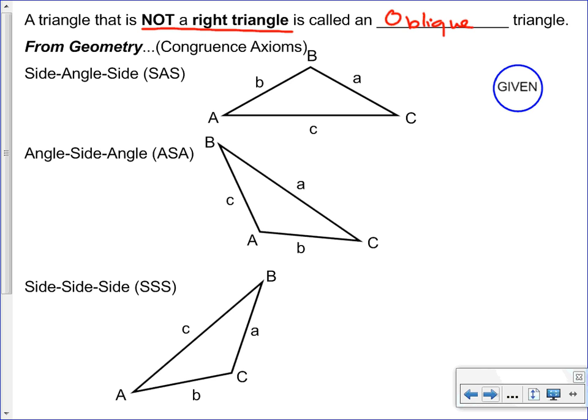So, you will learn how to solve any triangle now. If it's right, go back to what you know. If it's oblique, law of sines or law of cosines, right? From geometry, these should be familiar: SAS, ASA, SSS. S stands for side, A stands for angle. So, you can use the law of sines in these three situations: if you're given a side, an angle, and a side, or an angle, a side, and an angle, or if you were given all three sides.